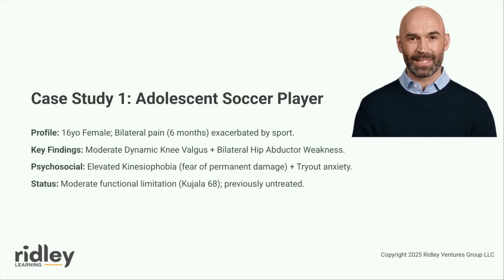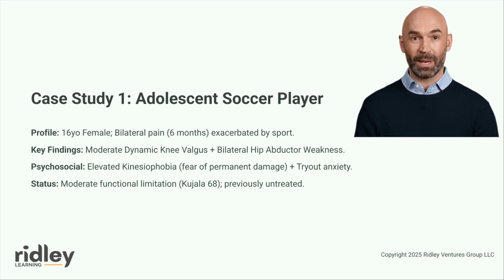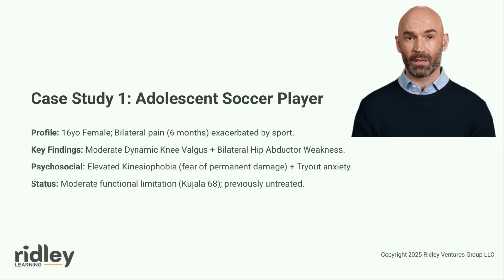Case Study 1 presents a 16-year-old female high school soccer player with bilateral anterior knee pain of 6 months duration. She reports pain with running, jumping, squatting, and prolonged sitting. Pain intensity averages 5 out of 10 and increases to 7 out of 10 during soccer practice. She has continued playing through pain but notices declining performance and has recently begun avoiding certain drills due to symptoms. She expresses frustration with her condition and worry about her upcoming club soccer tryouts.